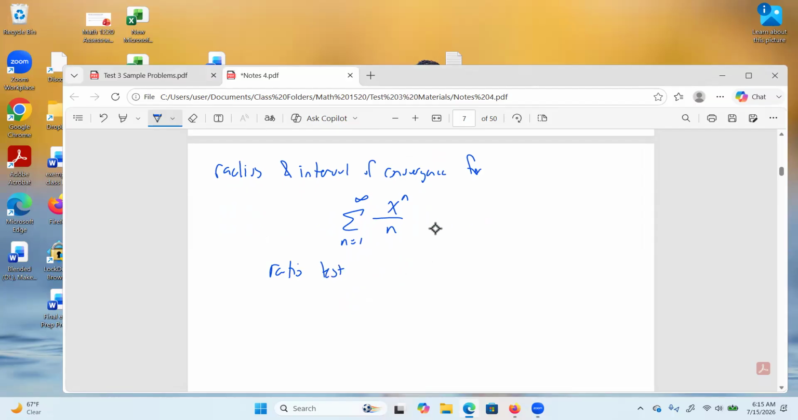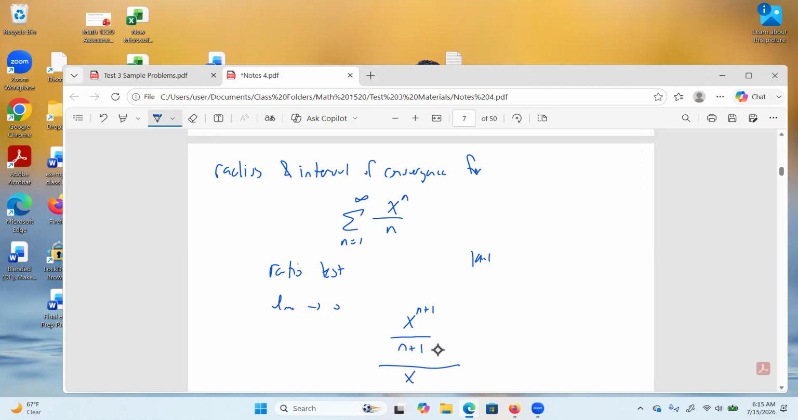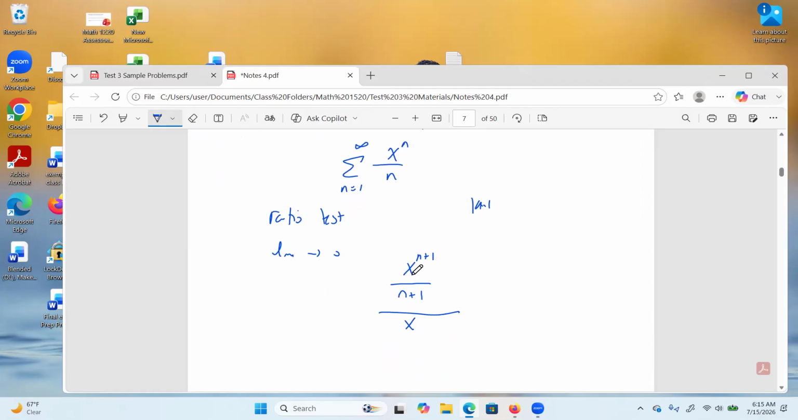And again, the thought is that we're going to check the absolute value of the a sub n's. We have to see whether or not the limit, once I've applied the ratio test, is going to go to zero. Okay, so that's kind of the idea here. So let's go ahead and do this. We have x to the n plus 1 over n plus 1, divided by x to the n over n. And that's our ratio test.